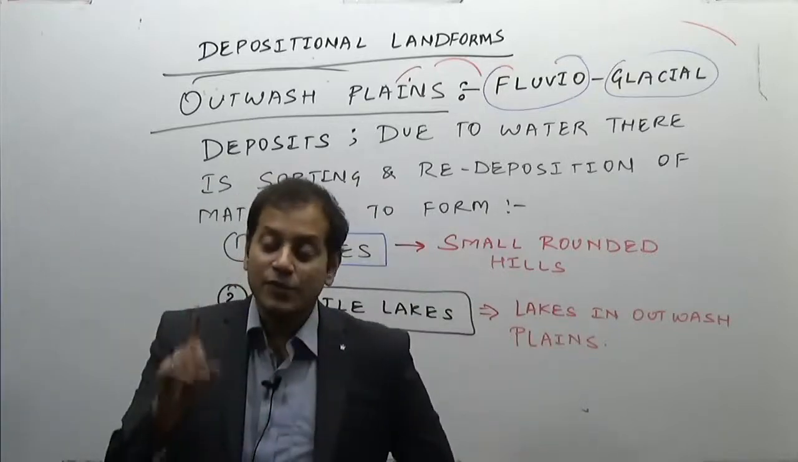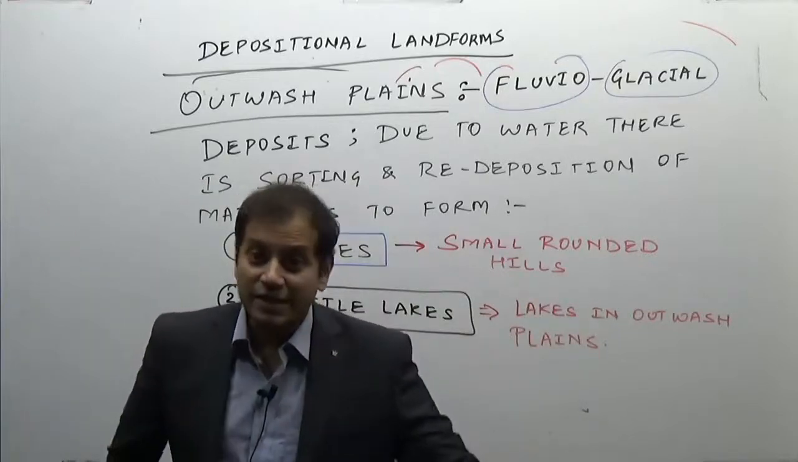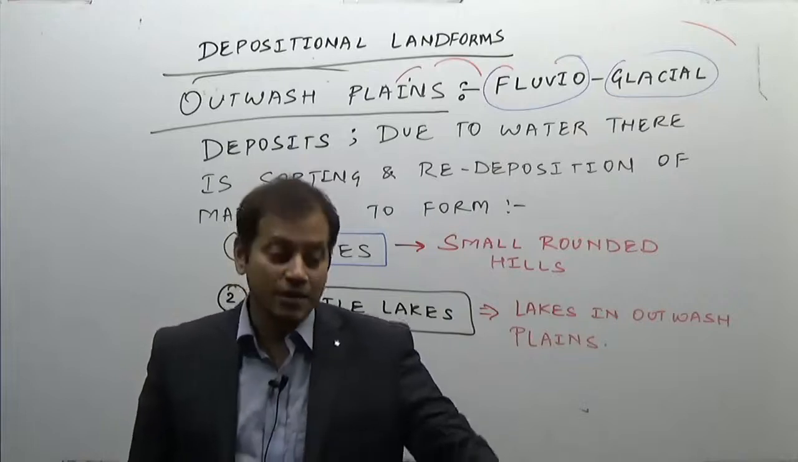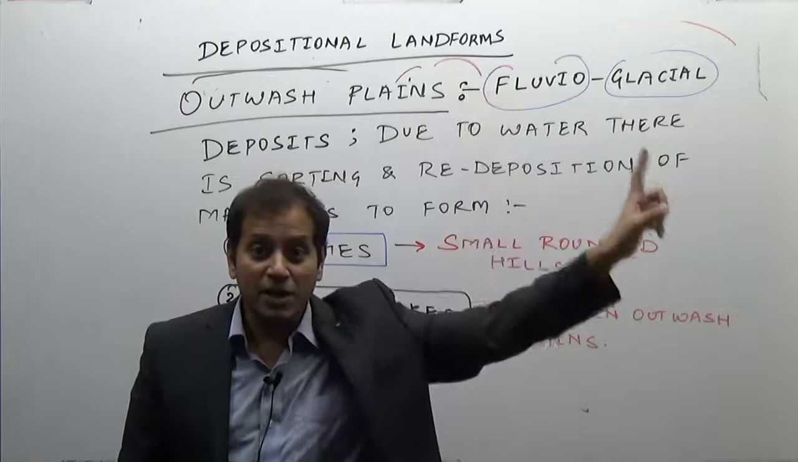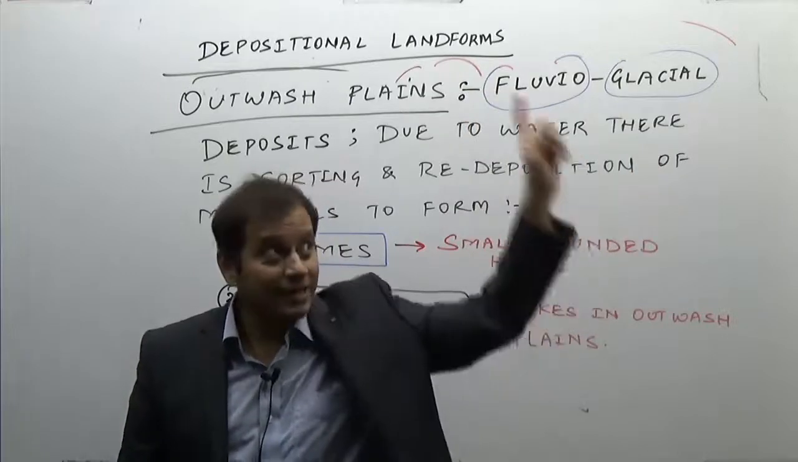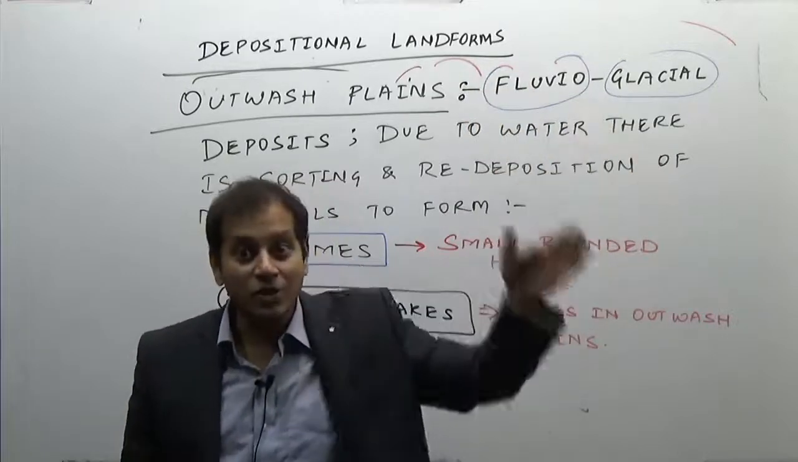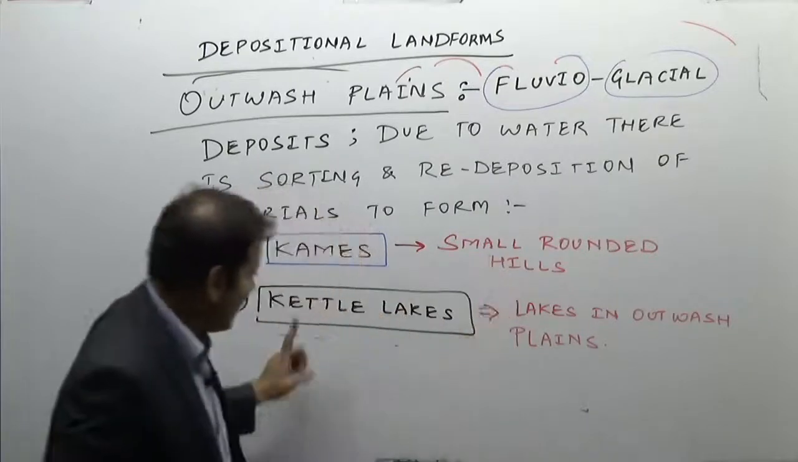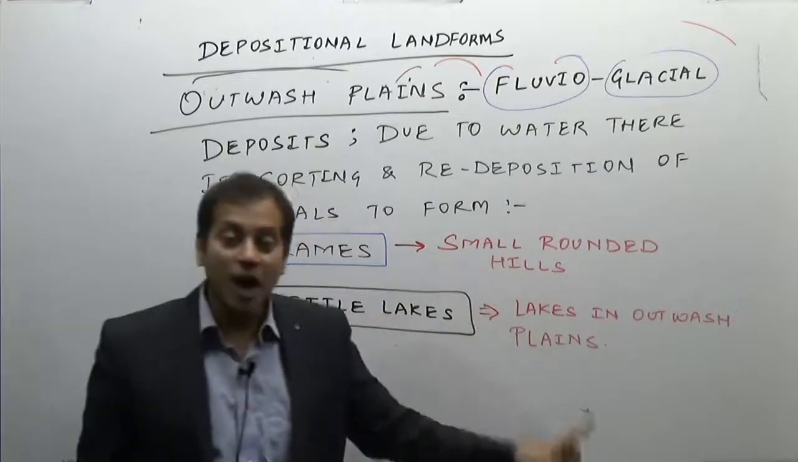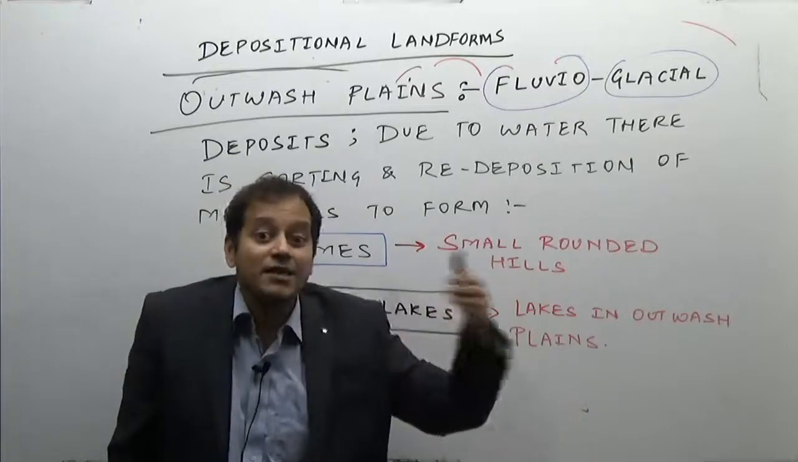Now again, you remember the previous lecture. We did three kinds of lakes in the glacier. Tarn Lake. Where was the Tarn Lake present? In the cirque region, or in the corrie. That is at the topmost. Then in the U-shaped valley, there was a finger or ribbon lake. And the Kettle Lake is present in the outwash plains.